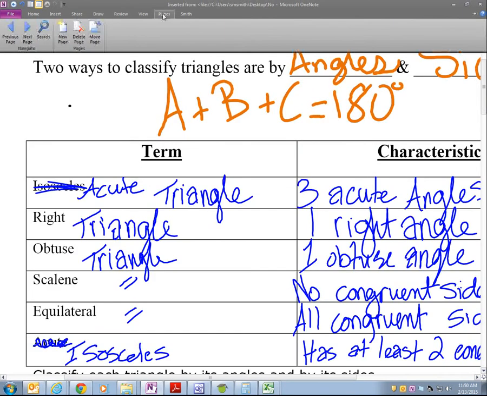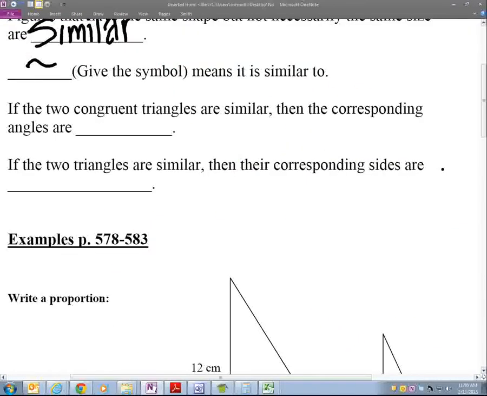Wait, what was the one about the corresponding angles? No, stick with me, please. They're congruent. They are congruent. And it's just the angles, by the way, not the sides, the angles.